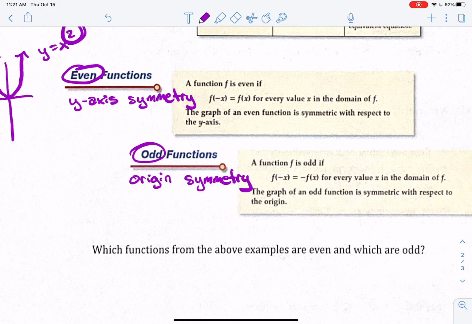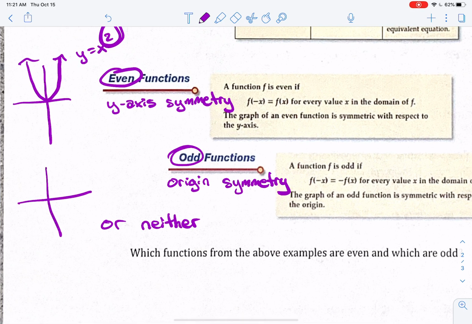Now, that's it. It's either even or odd, or it could be neither even nor odd. So some functions, even if it's a parabola, it's not necessarily an even function, because this doesn't have y-axis symmetry if he's moved over here to the right. So that is a neither function. So it doesn't have to be even or odd. It could be a neither function.